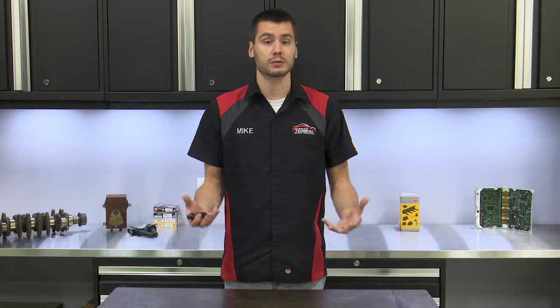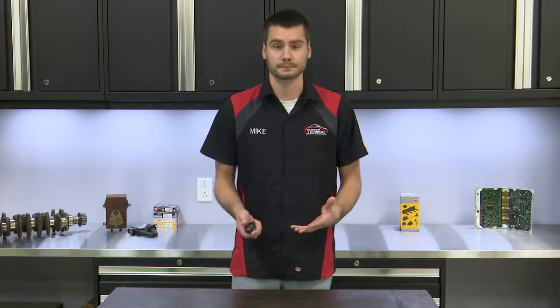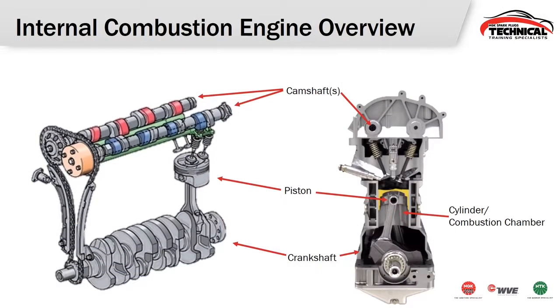Our crankshaft is connected to the transmission and ultimately the wheels on our vehicle, and that's how we propel ourselves forwards or backwards or whichever way we happen to be going. Now to get that air and fuel into the engine, we have to have camshafts, and those camshafts are going to be spinning. They're tied to the crankshaft with a chain or a belt, or sometimes gears, and they're going to be opening and closing our valves.